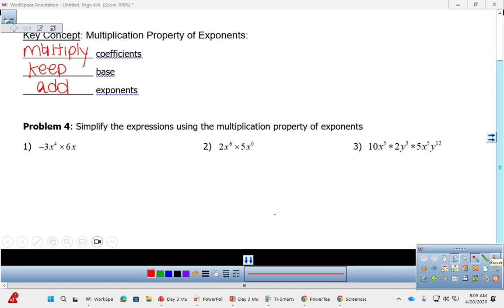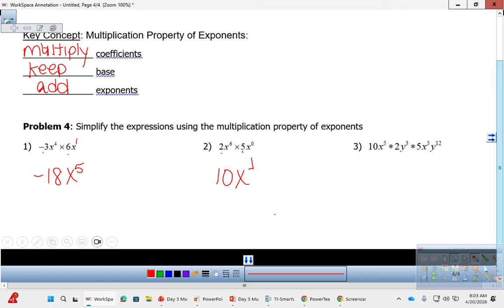I'm going to multiply the numbers in front. Negative 3 times 6. I'm going to keep the x the same. And I'm going to add the exponents together. Remember, if something doesn't have an exponent, we put a 1. So I'm going to do 4 plus 1 to get 5. All right? So we're multiplying the numbers in front. 2 times 5 is 10. We're keeping the variable the same, and we're adding the exponents together.